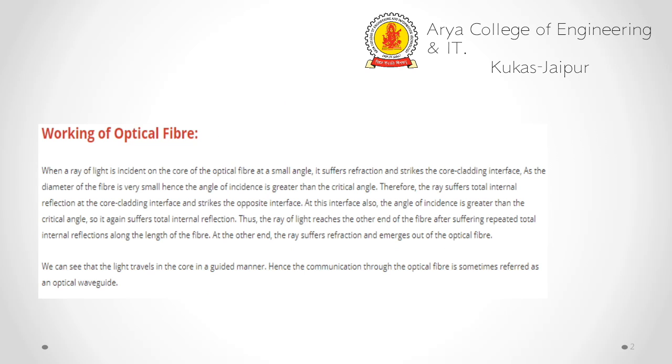When a ray of light is incident on the core of the optical fiber at a small angle, it suffers refraction and strikes the core-cladding interface. As the diameter of the fiber is very small, the angle of incidence is greater than the critical angle. Therefore, the ray suffers total internal reflection at the core-cladding interface and strikes the opposite interface. At this interface also the angle of incidence is greater than the critical angle, so it again suffers total internal reflection.